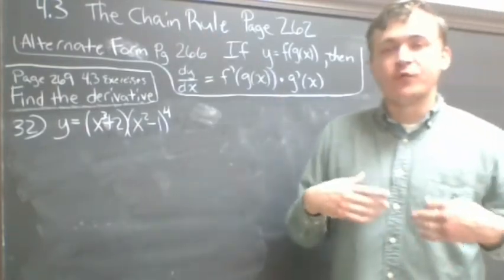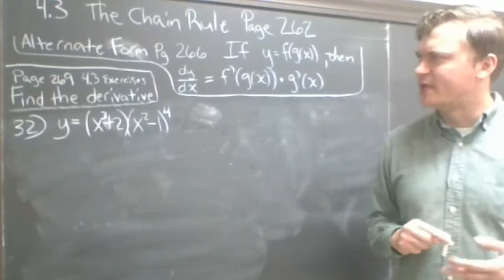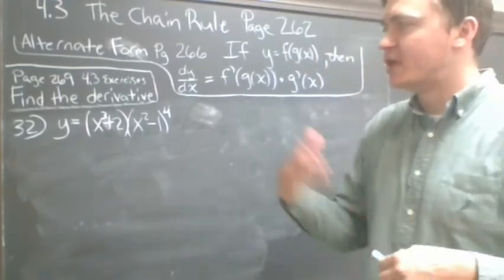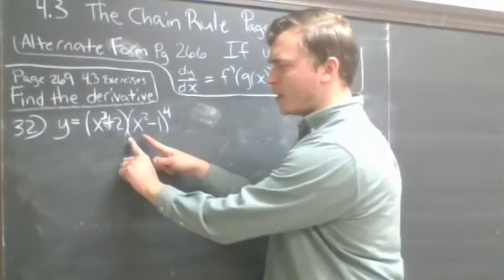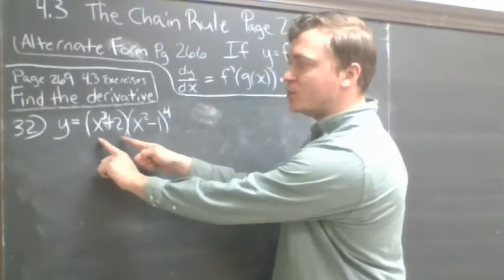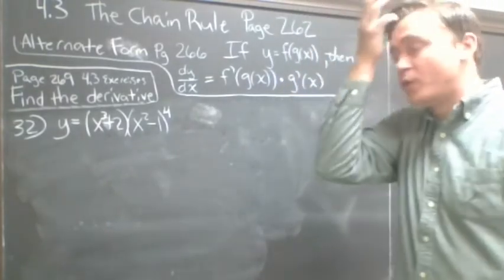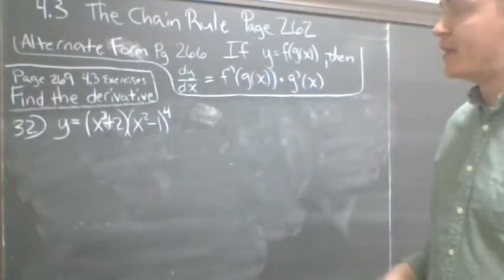Now, keep in mind that when we introduce new topics, new properties, new rules, we might have to keep reaching back into previous sections to use them. And notice here what we said. We are multiplying here, right? X cubed plus 2 is multiplying the x squared minus 1 to the fourth power. So we will have to use our product rule here. That's where we want to start off.